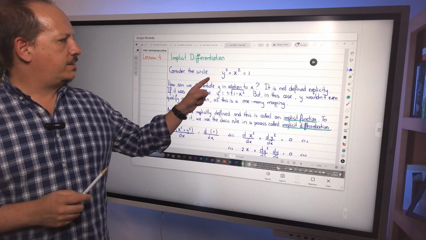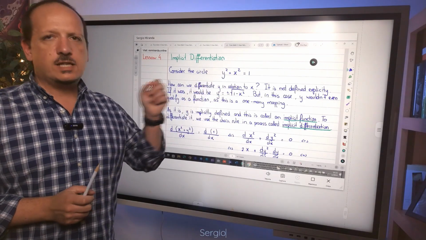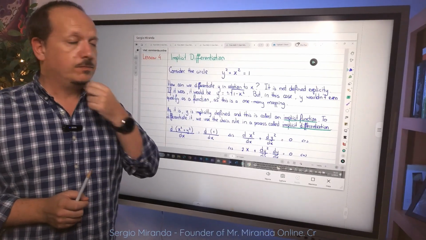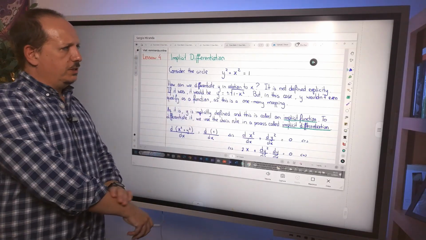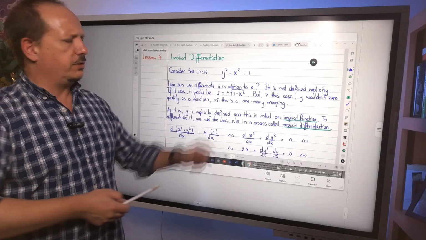You may recognize this equation as the equation of a circle. You learned this last year. But my question right now is this. How do you differentiate that?